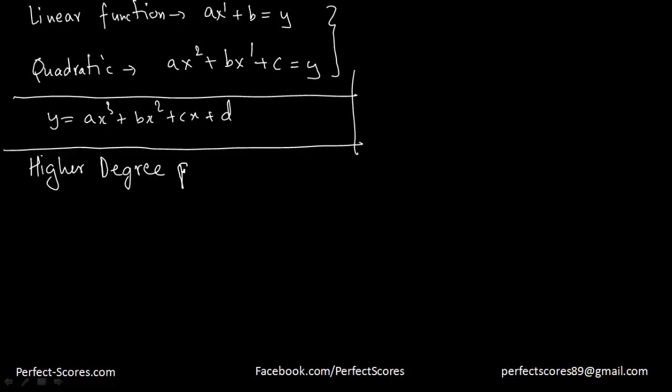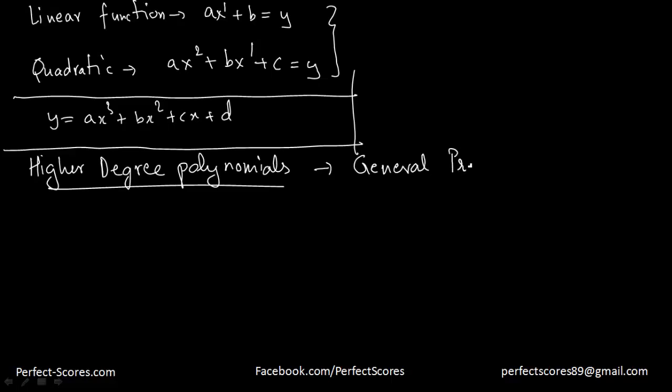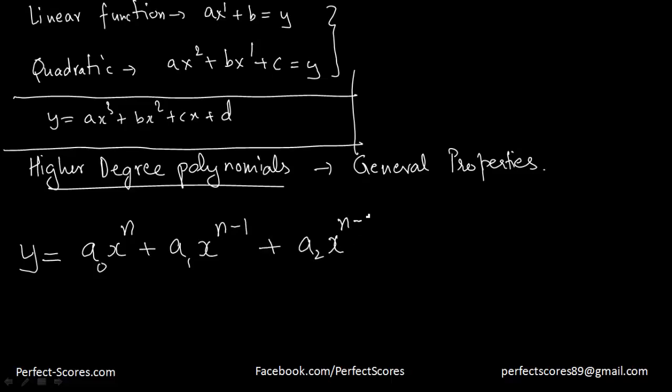So what we are going to do is classify all of them, and we are going to talk about the general properties of polynomials. So just for the start, I'm going to define a polynomial as a0 x to the power n plus a1 x to the power n minus 1 plus a2 into x to the power n minus 2, and so on. It will keep on going like that, and you'll have a of n into x to the power 0. So this is a polynomial function.